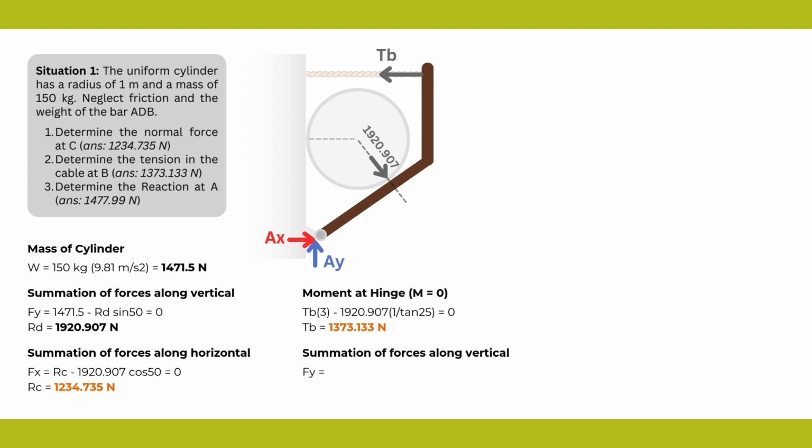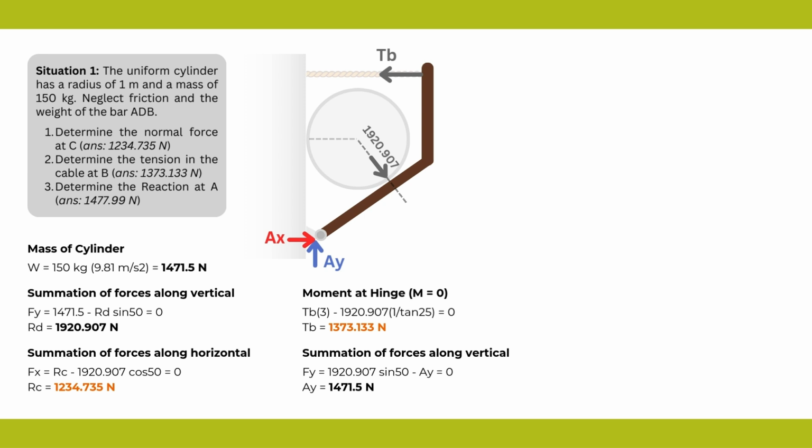Performing our solution for summation of vertical, having downward forces as our positive values, ang vertical component ng force at D natin is 1,920.907 sin 50. Then ang unknown value lang natin is AY. After solving, we will get its value of 1,471.5 newtons.